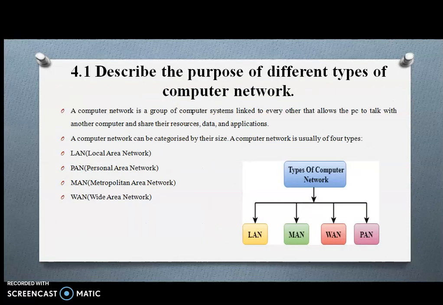4.1 Describe the purpose of different types of computer network. A computer network is a group of computer systems linked to each other that allows one computer to talk with another computer and share their resources, data and applications. A computer network can be categorized by size. A computer network is usually of four types: local area network, personal area network, metropolitan area network, wide area network.